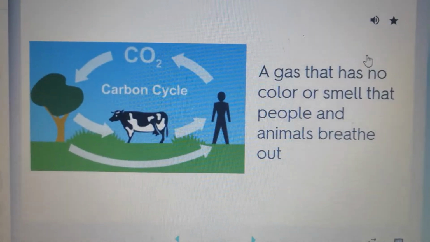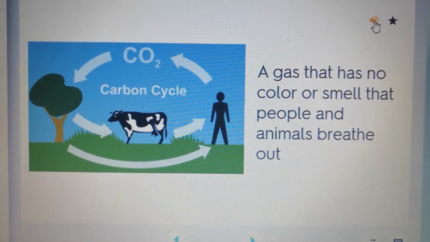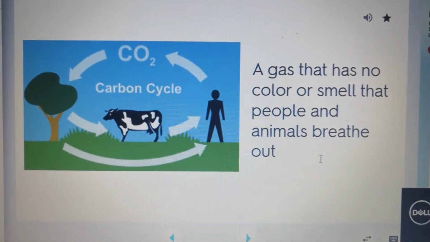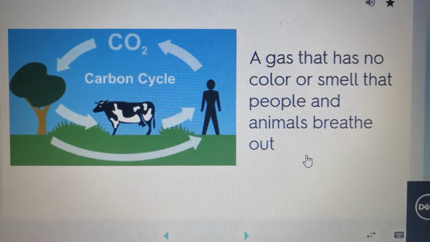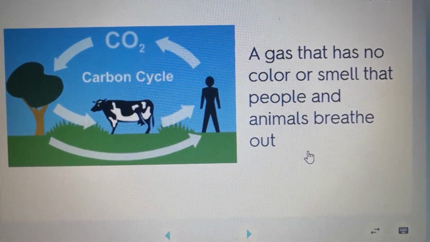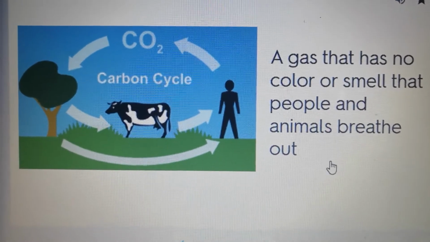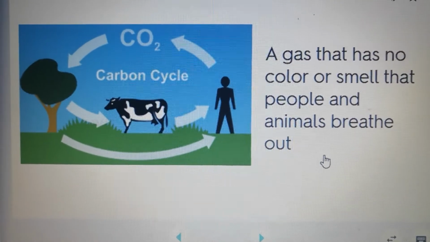Okay, carbon dioxide is a gas that has no color or smell that people and animals breathe out. This is the one we breathe out, because it is needed by the plants to grow.